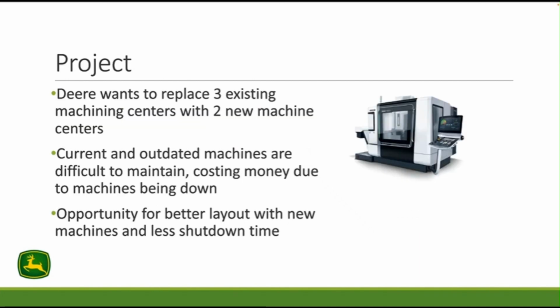For our project, Deere wanted us to replace 3 existing machine centers with 2 new machine centers. These 3 machine centers consisted of 1 twin bore machine center that had no backup manufacturing process and 2 mooring machine centers that were identical. They were current and outdated machines. They are difficult to maintain and costly due to machines being shut down. There is an opportunity for better layout with the new machines, and this can cause less shutdown time.